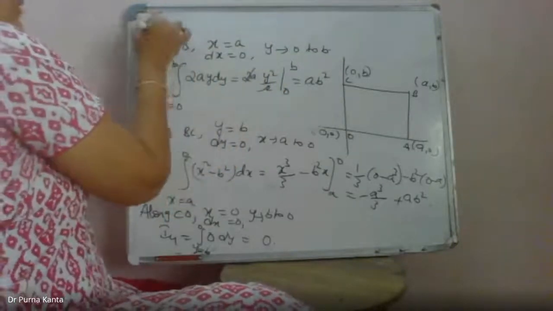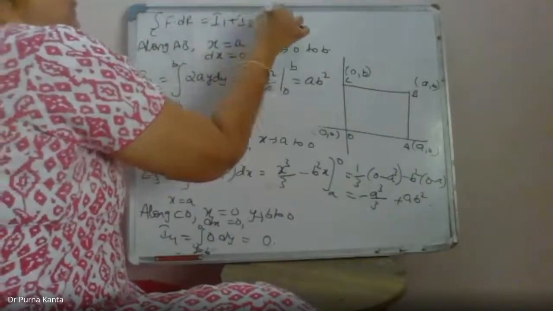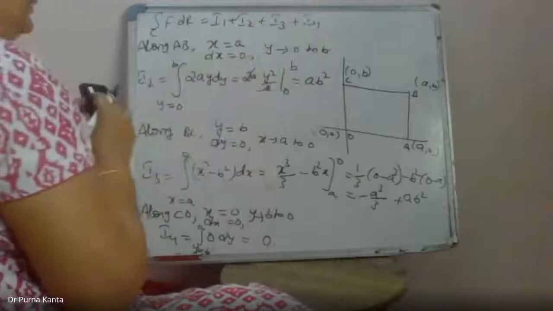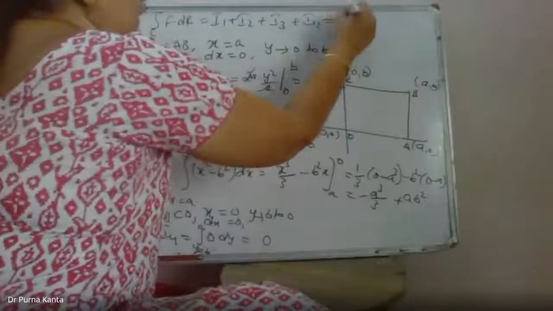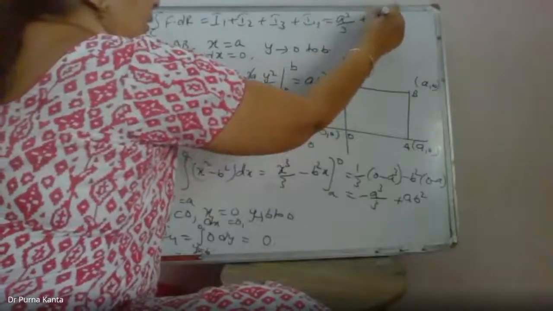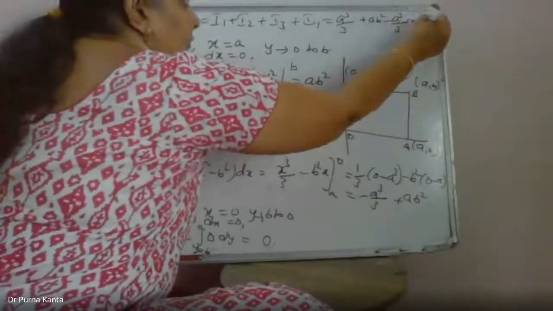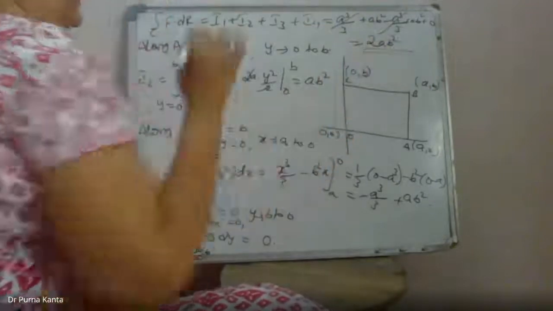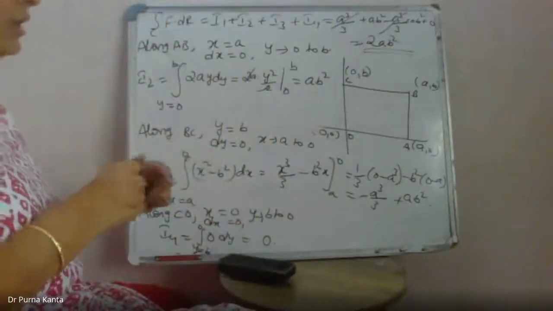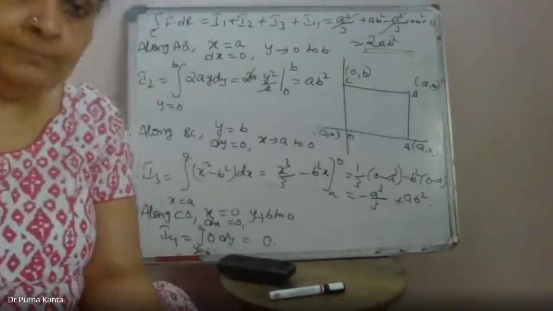So the integral over C of f dot dr is equal to I1 plus I2 plus I3 plus I4. Can you tell me what is the I1 value? a cube by 3. I2 is ab square. I3 is minus a cube by 3 plus ab square. I4 is 0. So a cube by 3 gets cancelled, which gives 2ab square, which is nothing but the same surface integral we got. Therefore, Stokes' theorem is verified.